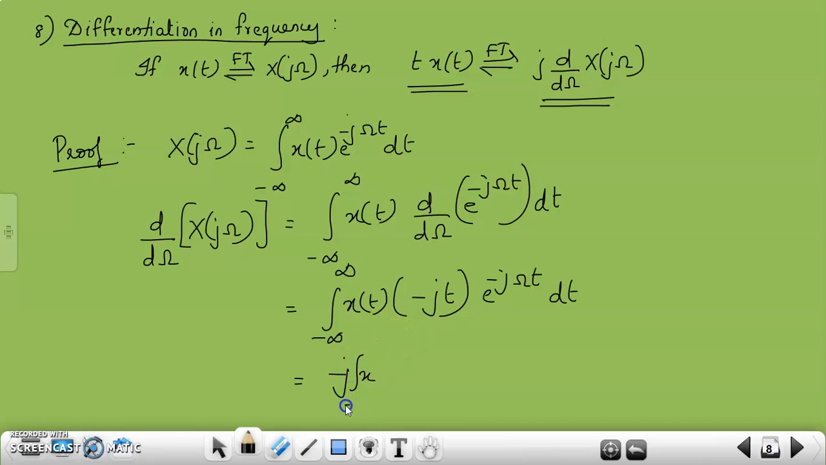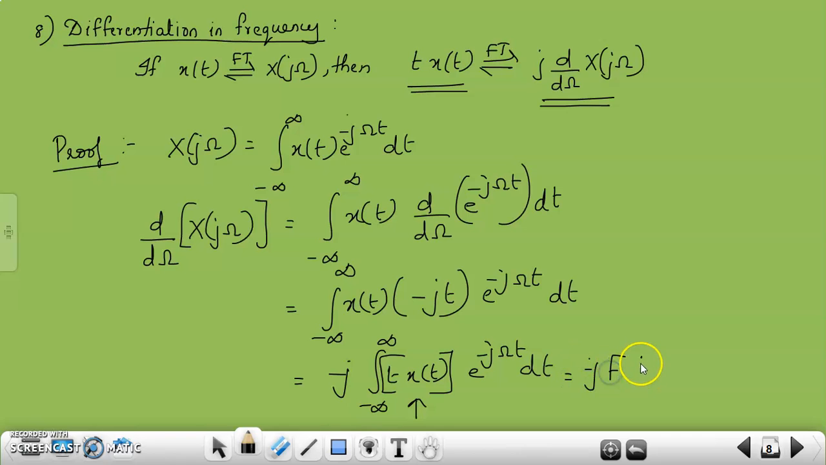So this will be minus j integral minus infinity to infinity. This t I can group with the x of t. So, t x of t e raised to minus j omega t dt. So, if you are taking the integral, you will be having the function t into x of t e raised to minus j omega t dt. Actually, if you have a function multiplied with e raised to minus j omega t dt, then this is giving the Fourier transform of that particular function. So I can write this as equal to minus j times the Fourier transform of t into x of t.